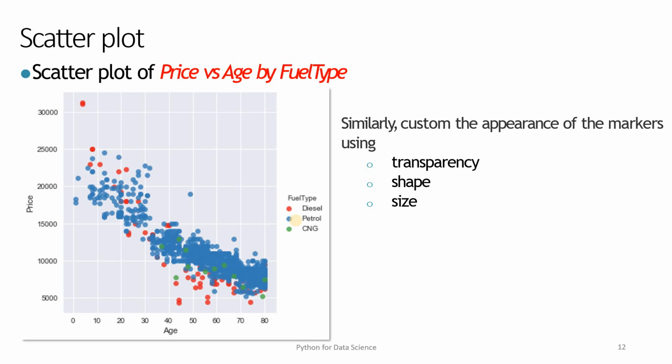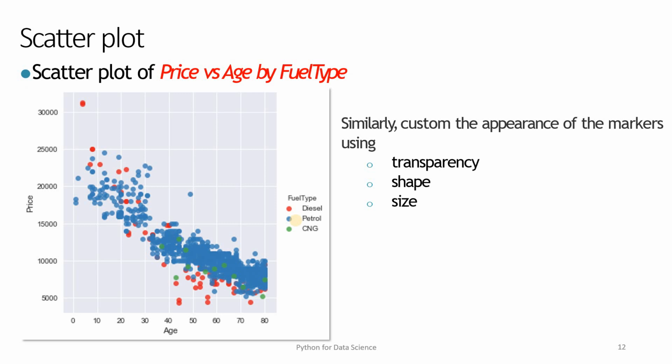Now you can see what is the output that we are getting. You can see price versus age by fuel type. It is the same scatter plot, but here we have just differentiated the data points based on the categories that are available under fuel type. So red represents diesel, blue represents petrol, and green represents CNG.